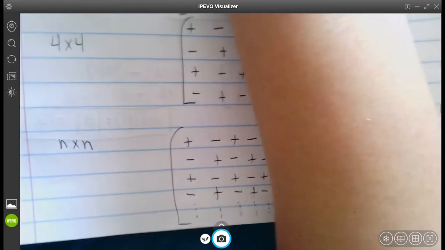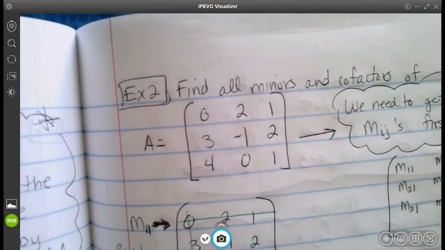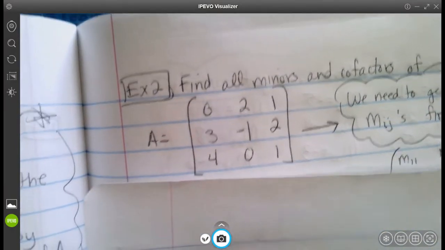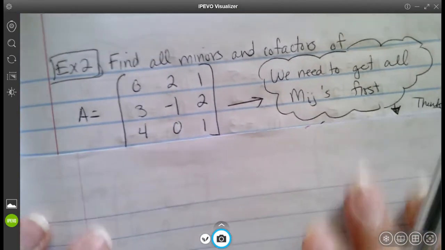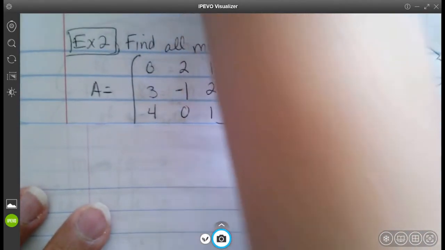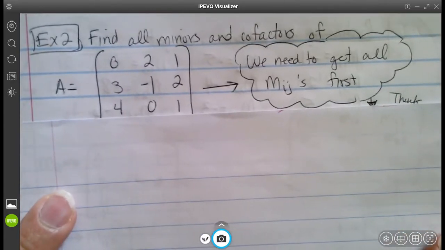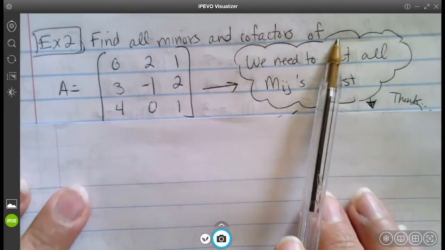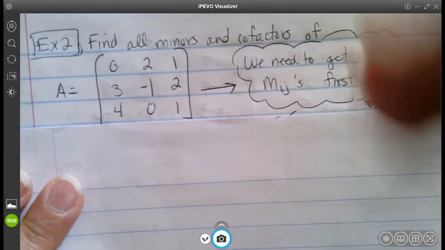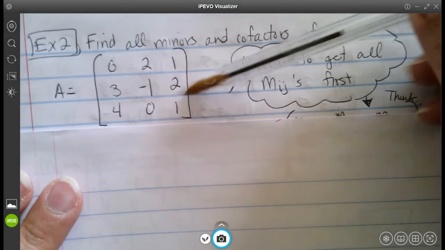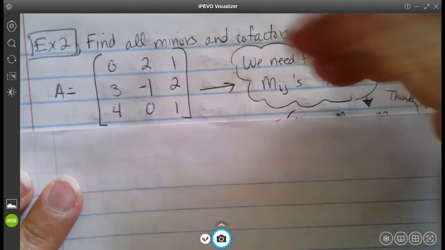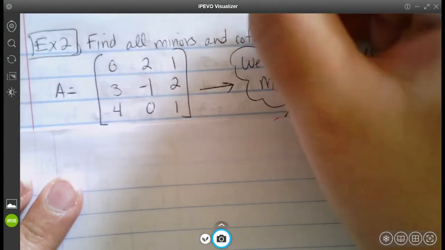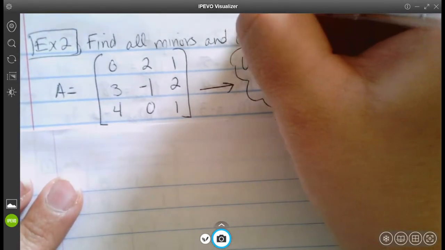This one, like the previous section, I did go ahead and do all the work first, only because it is pretty extensive. So let me show you what we're going to be doing here. For example 2, and the good news is I think there's only 2 more examples in this video, we need to find all the minors and cofactors of this matrix. The reason we're going to find that for this matrix is because we need cofactors to find the determinant.